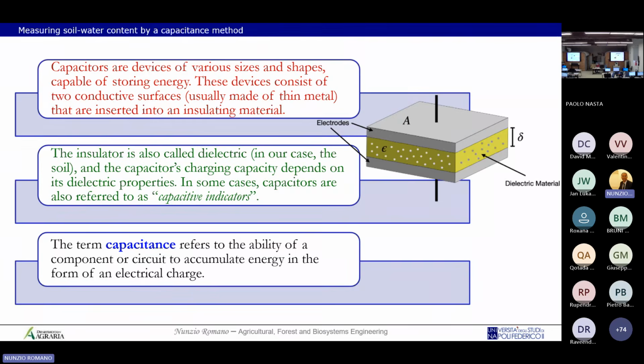So I hope, I don't know, Paolo, are you collecting a lot of Q&A? But I think these are the basics to understand the capacitance probe.